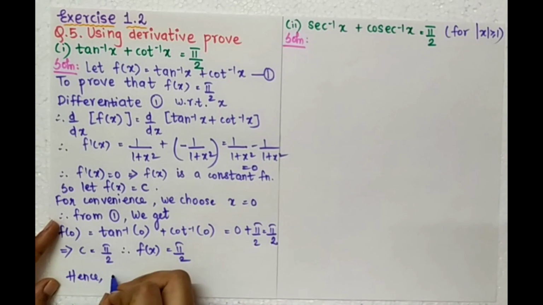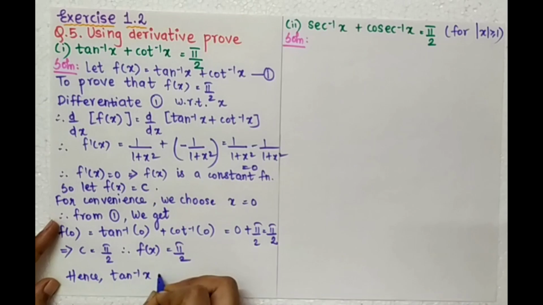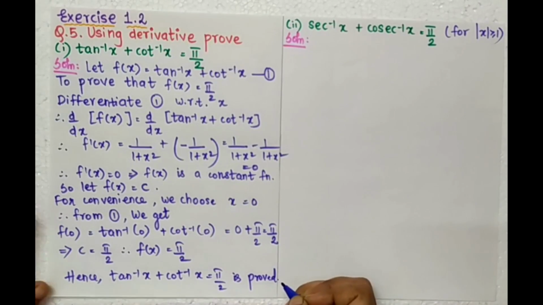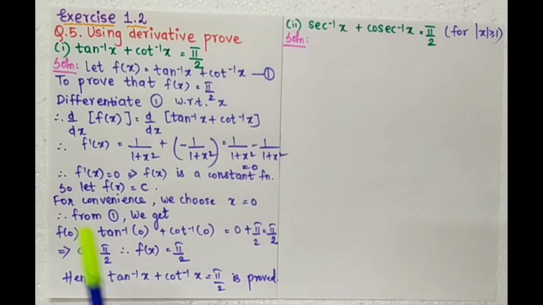Hence, tan inverse x plus cot inverse x equal to pi by 2 is proved. Hope you got it. The proof is very similar to the previous example. You only need to know when this value becomes 0 in your trigonometric table. Tan becomes 0 at 0 and cot becomes 0 at pi by 2. Just remember this. So now we can take a note of this question number 1 of exercise 1.2.